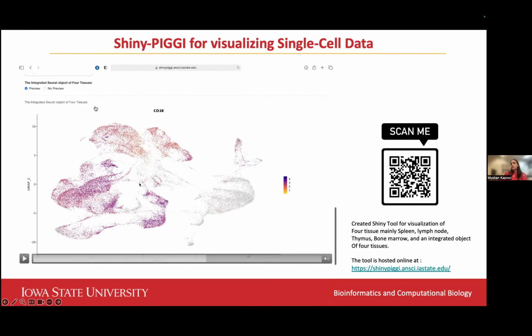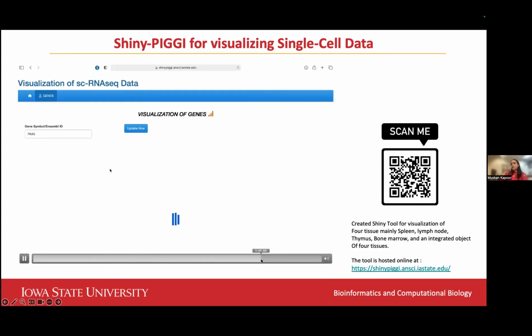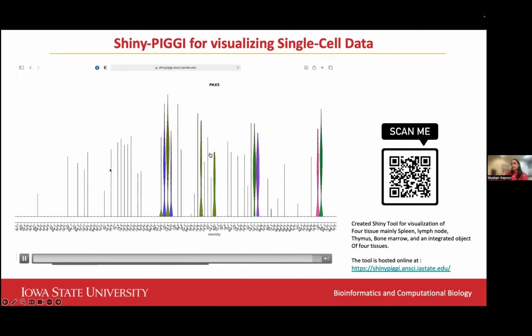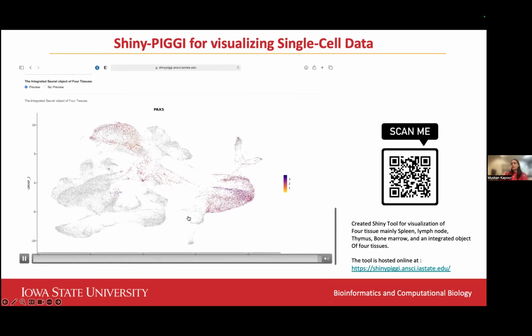And then there's an integrated Seurat object for all those tissues, showing the expression of a particular gene, which is CD3E, in all these 4 tissues according to the scale. You can always see another gene, for example, PAX5, and see its gene expression for tissues, clusters, and the integrated Seurat object.